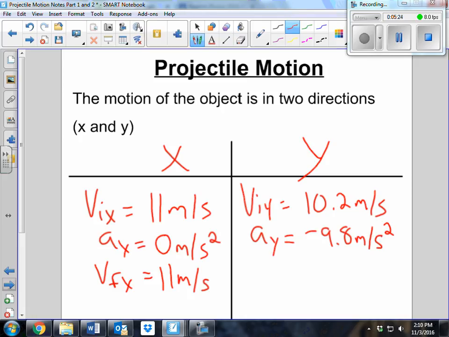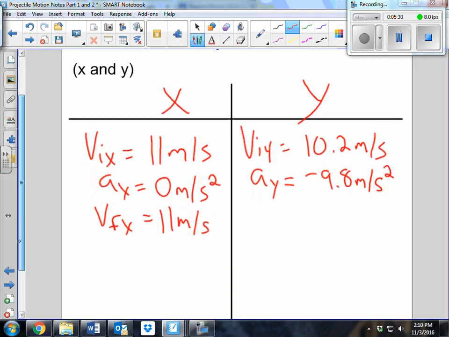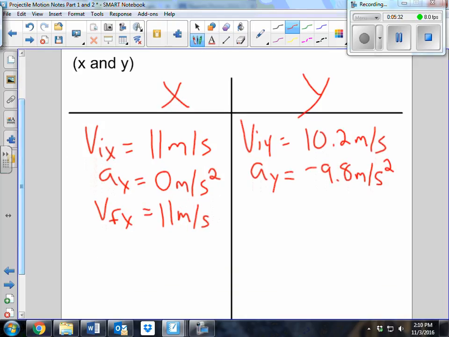So you've got to keep that positive, because my initial velocity in the x is 11 and my final is also 11, because I didn't change direction and there's nothing to change my velocity. The thing we don't know is my distance in the x. We don't know how far it goes.